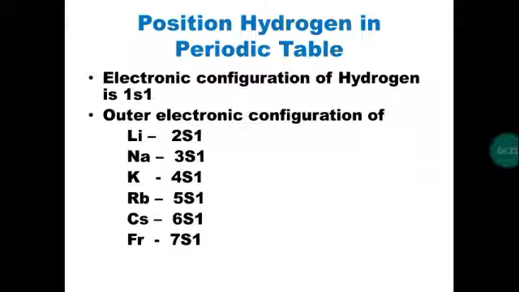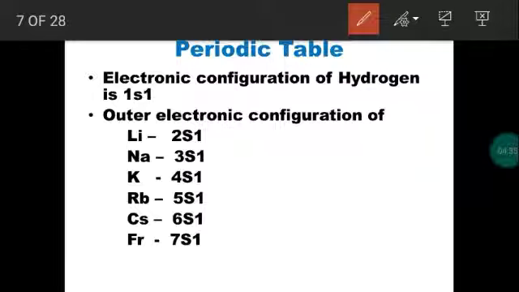Consider the electronic configuration of hydrogen, 1s1, and the outermost electronic configuration of group 1 elements, that means alkali metals. So group 1 elements are lithium, sodium, potassium, rubidium, cesium, francium. We consider the outermost configuration, how many electrons are present in the outermost shell. For each element, the outermost shell will change. For lithium, second shell, sodium third shell, like that the outermost shell changes. That means the principal quantum number n changes for each element in a group.